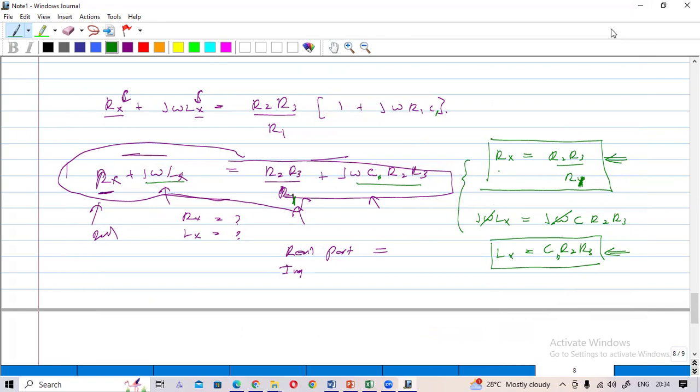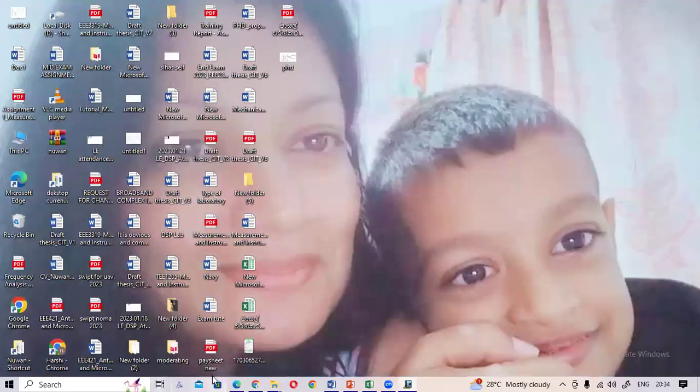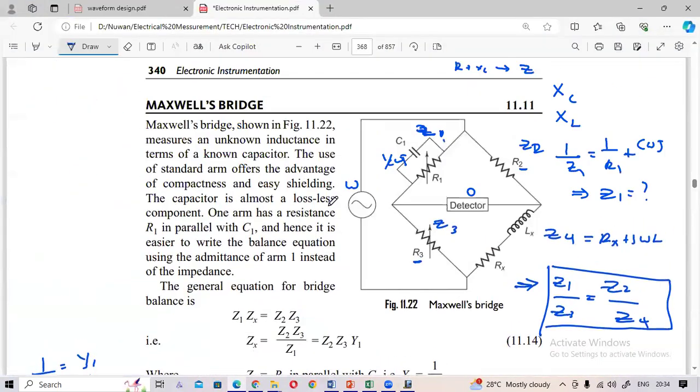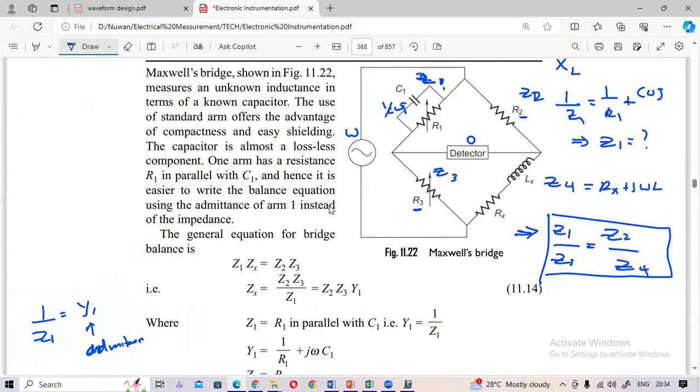Now I will give you one homework. If we apply a capacitor here, you have to do this at home. This kind of question will come. If you apply a capacitor Cx instead of this Lx, can we find the capacitance value Cx using this setup? That is my first question.